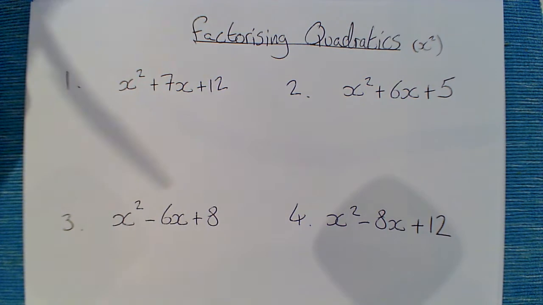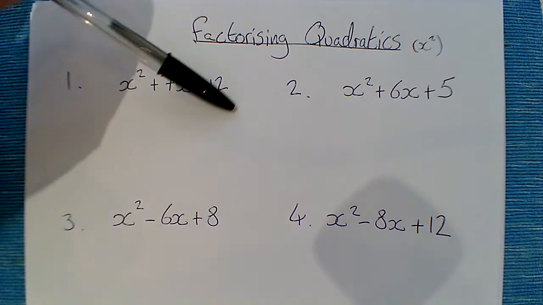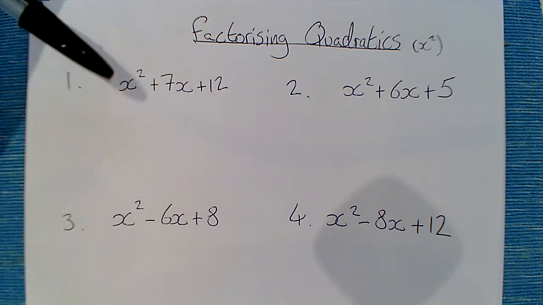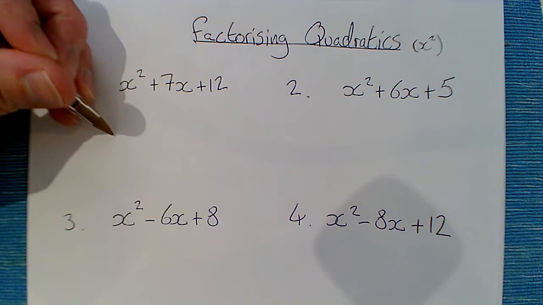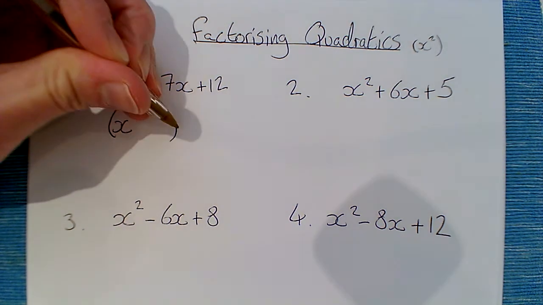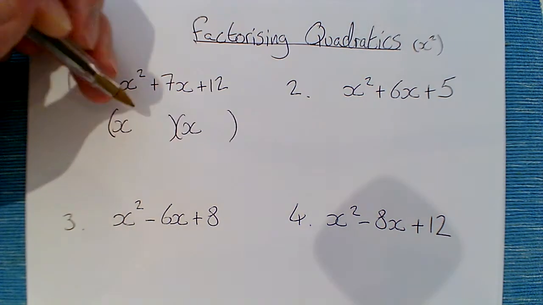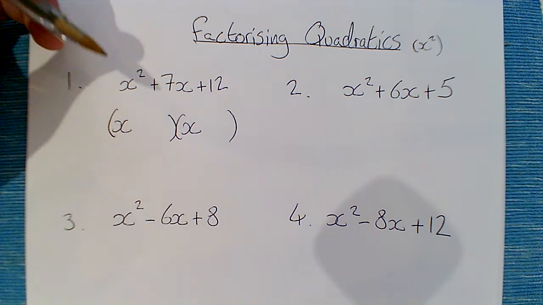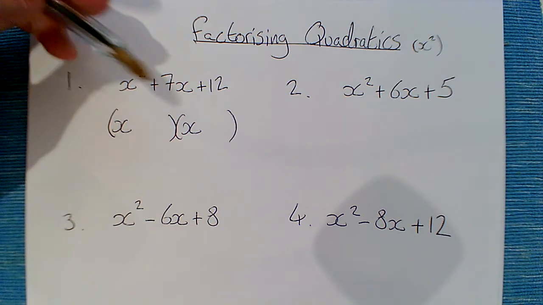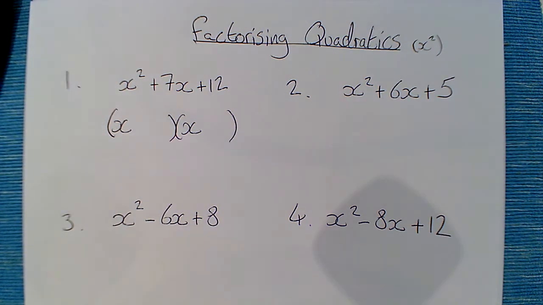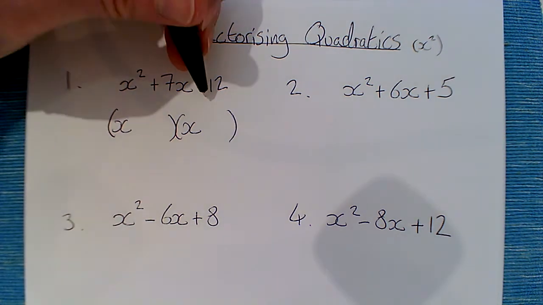Now, in order to factorise these, what we're going to do is turn this sort of thing back into a pair of double brackets. So our answer is going to be an x and an x with two other numbery bits. We've got to worry about the pluses and minuses and the numbery bits. In order to work those out, I want you to try and think of two things.